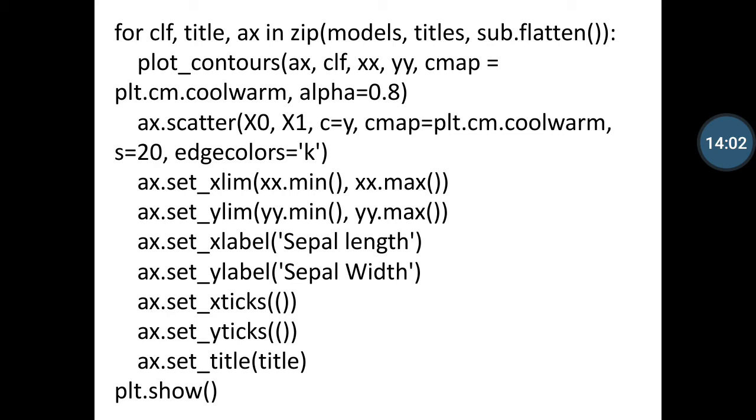Plot contours: plot_contours(ax, clf, xx, yy, cmap is equal to plt.cm.coolwarm, and put the alpha value is equal to 0.8. Then after that I define ax.scatter(X0, X1, c is equal to y, cmap is equal to plt.cm.coolwarm, s is equal to 20, and edgecolors is equal to k.